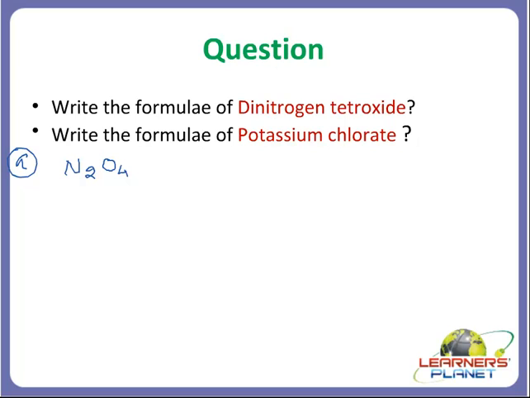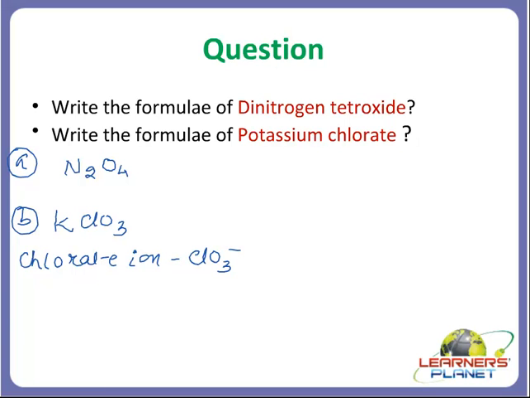Your next question is write the formula for potassium chlorate. Okay, potassium chlorate, chlorate ion is ClO3 minus. Okay students, perchlorate ion is ClO4 minus.